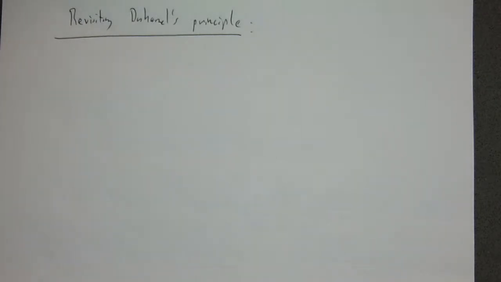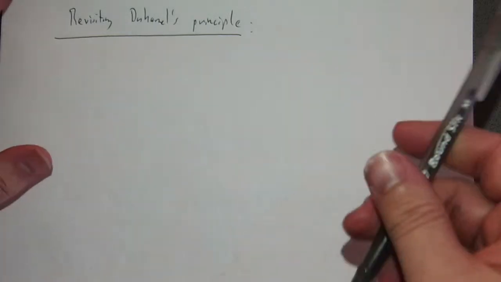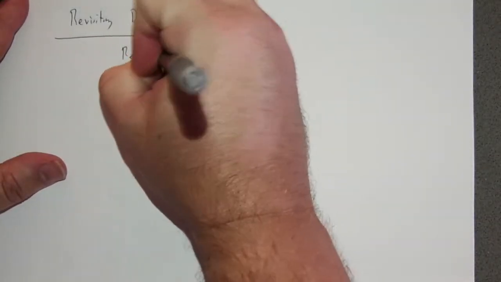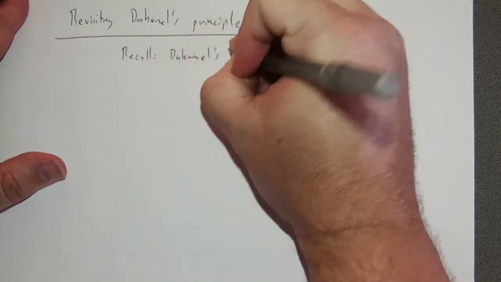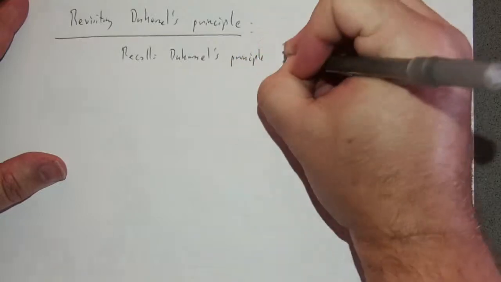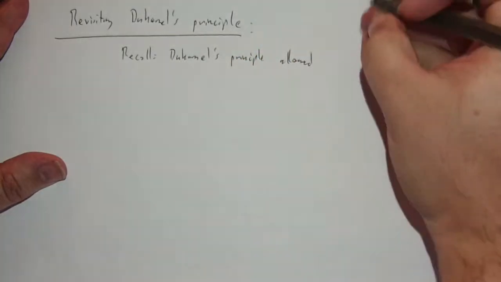And so, what about Duhamel's principle? I want to apply separation of variables in a way that lets me deal with source terms for a boundary value problem. So remember Duhamel's principle. Recall, Duhamel's principle allowed us to deal with source terms.